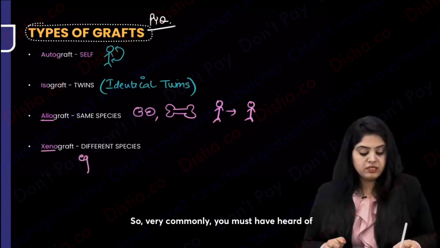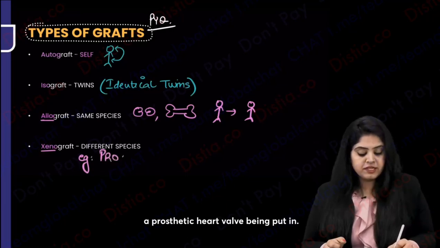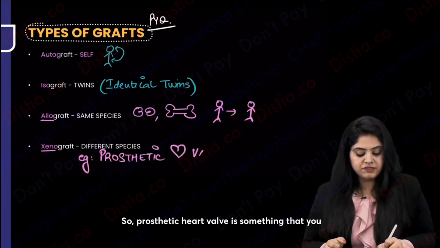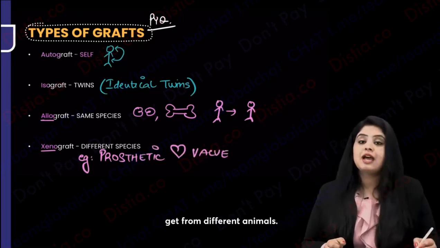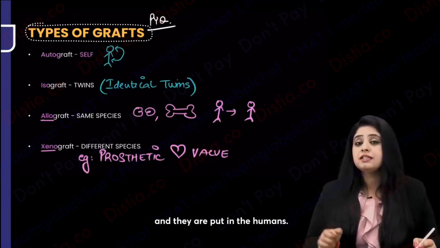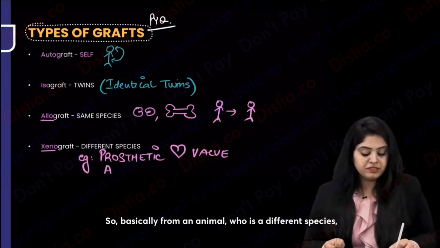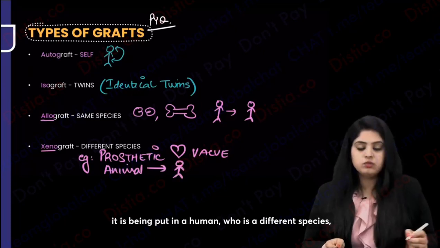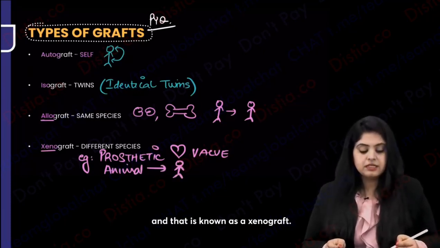So very commonly you must have heard of a prosthetic heart valve being put in. Prosthetic heart valve is something that you get from different animals. There are porcine, bovine, different types of heart valves that are obtained, and they are put in humans. So basically from an animal who's a different species, it is being put in a human who's a different species, and that is known as a xenograft.